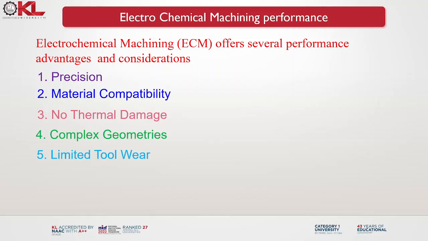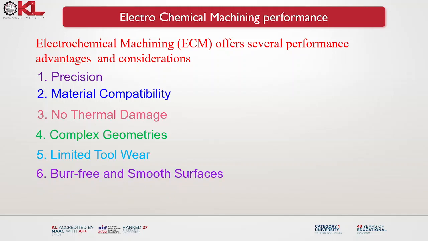Limited tool wear. In ECM, the cathode experiences minimum wear since the material removal occurs through the electrochemical reaction rather than mechanical cutting. So this leads to extended tool life and reduced tooling cost compared to traditional machining processes. However, it's important to monitor and maintain the condition of the cathode to ensure consistent performance.